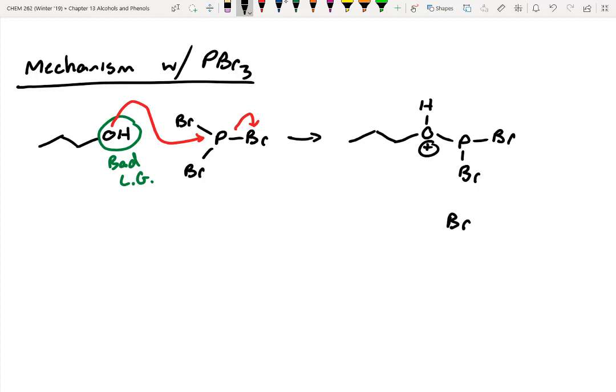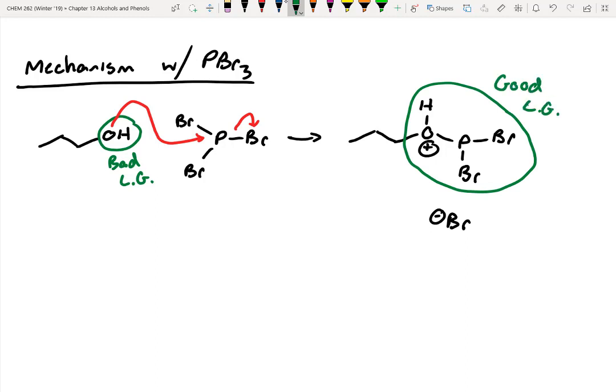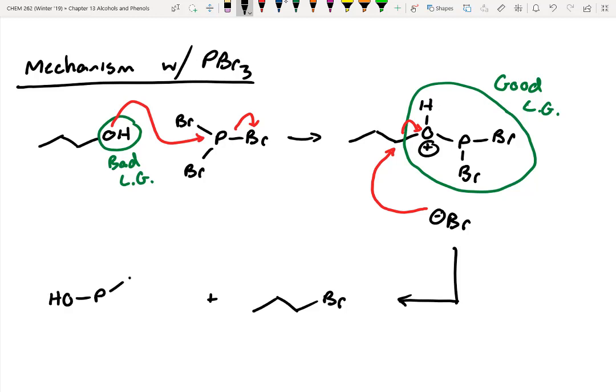And then we have Br minus floating around. The weird thing with this one is you don't even need a base, because at this point, this is a really good leaving group all on its own. So in this next step, because that's a good leaving group, just like before, your anion can attack the backside and then just kick electrons up to that oxygen. And we can get our alkyl halide plus our phosphorus byproduct.